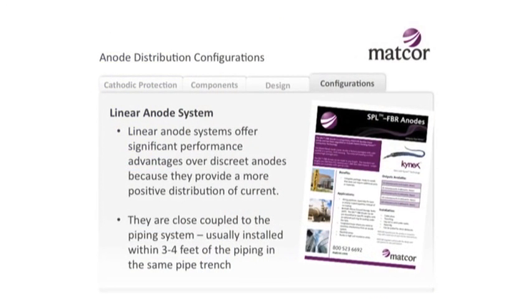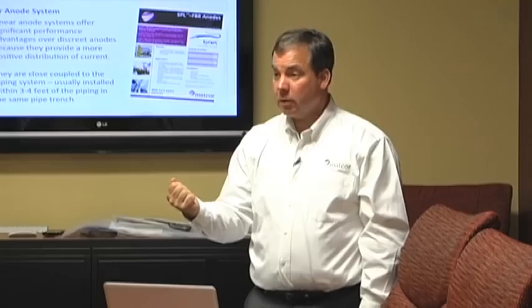So that was discrete anode systems. So we went from high-powered to medium-powered. Now we're going to talk about really low-powered systems. A linear anode system is like fiber optic lighting. Anyone ever play with a fiber optic light? You can put your hand around it. There's no heat coming off of that light. It's very low power, okay? Very low intensity. That's what a linear anode is analogous to. It's like fiber optic lighting.